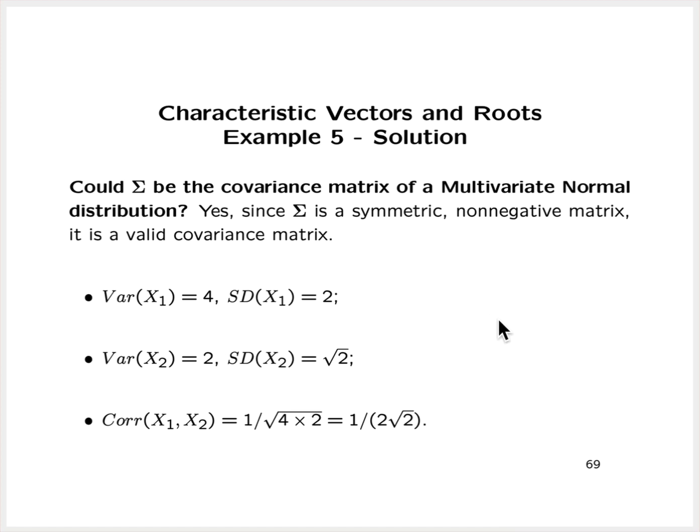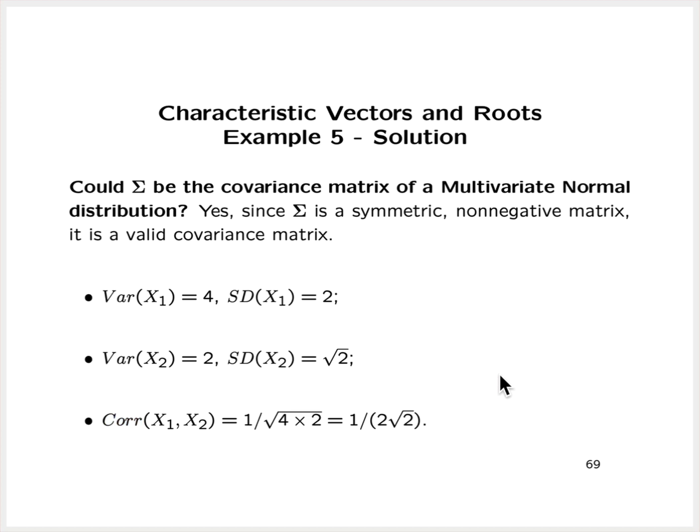So then if we let x, the 2 by 1 vector x, with component random variables x1 and x2, have a multivariate normal distribution with this covariance matrix, then the variance of x1 would be 4, the variance of x2 would be 2, and the correlation between x1 and x2 would be 1 over the square root of 4 times 2, and that would simplify to 1 over 2 times the square root of 2.